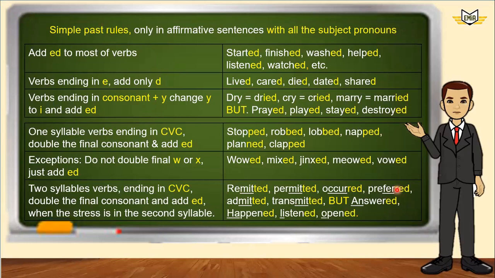Look at these verbs here. Answer. This verb ends in consonant, vowel, consonant, but you don't double the consonant because the stress is in the first syllable. You don't say answer, you say answer. So for that reason, you don't need to double the consonant. Happen, listen, open. All right?